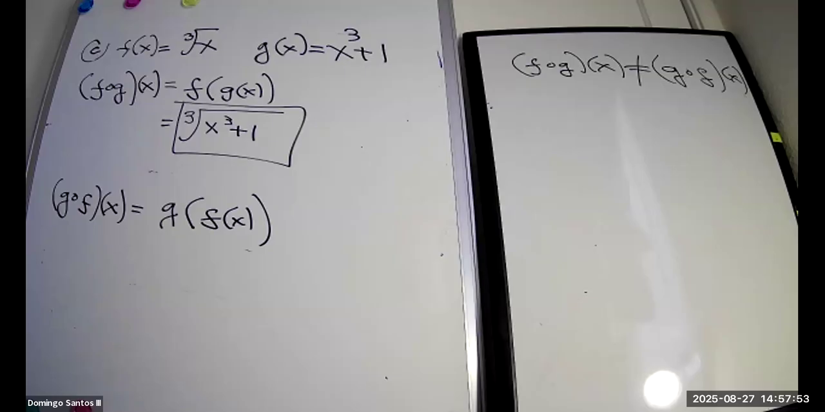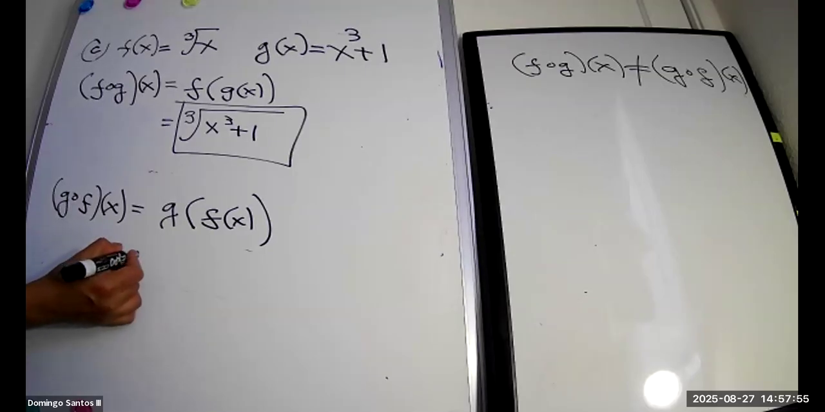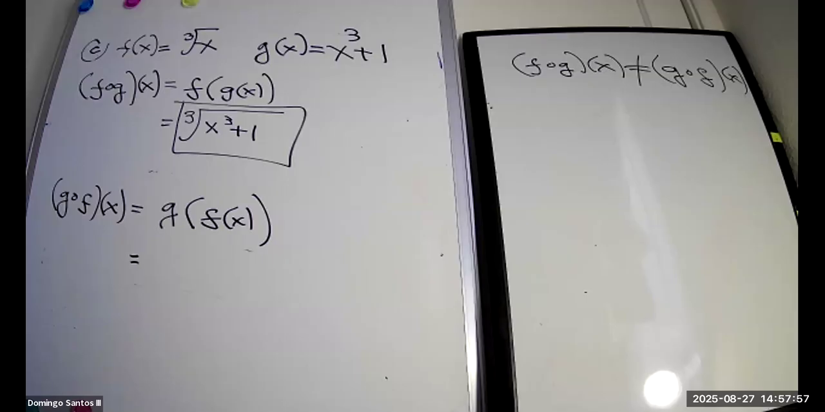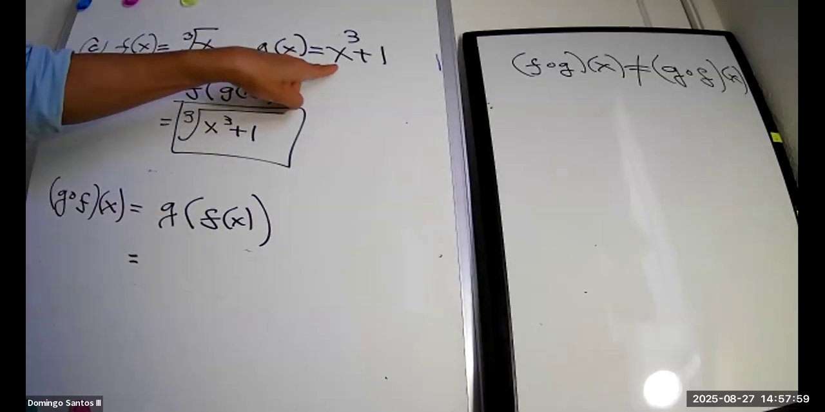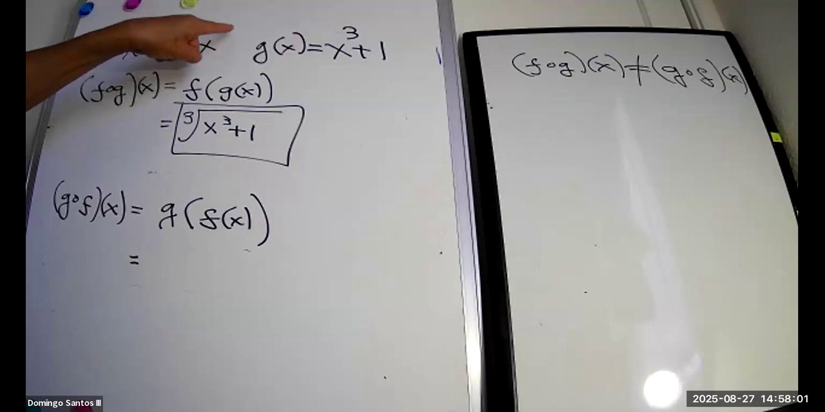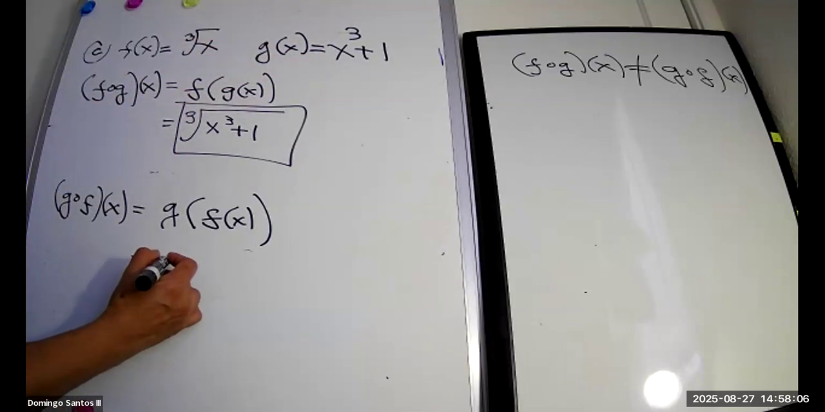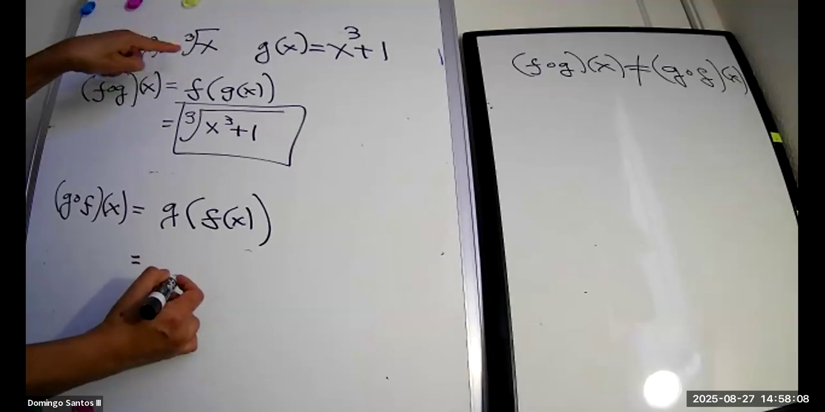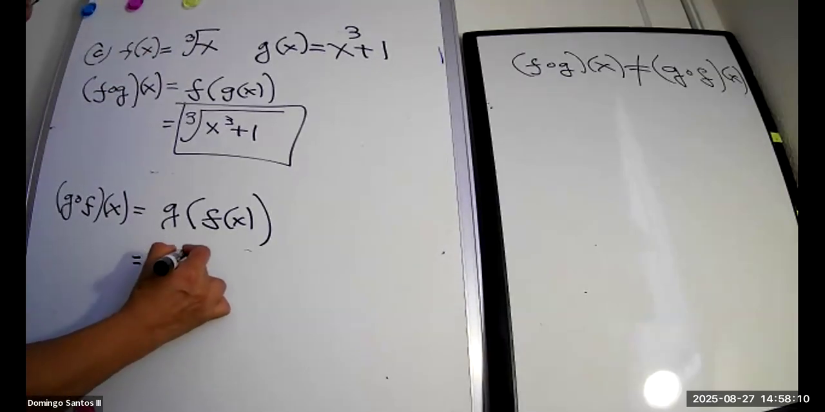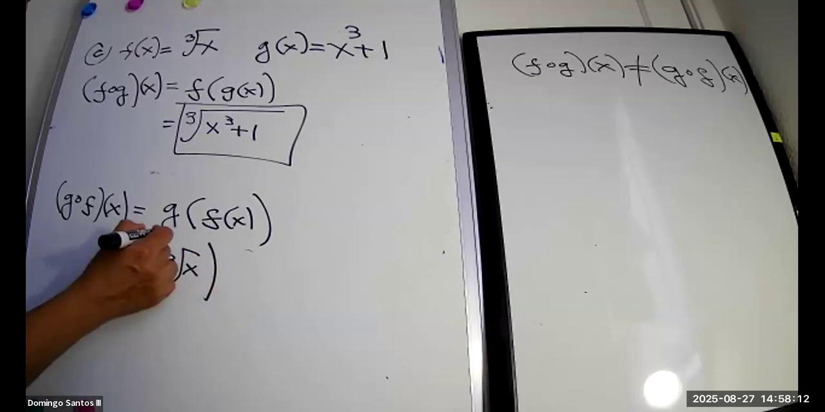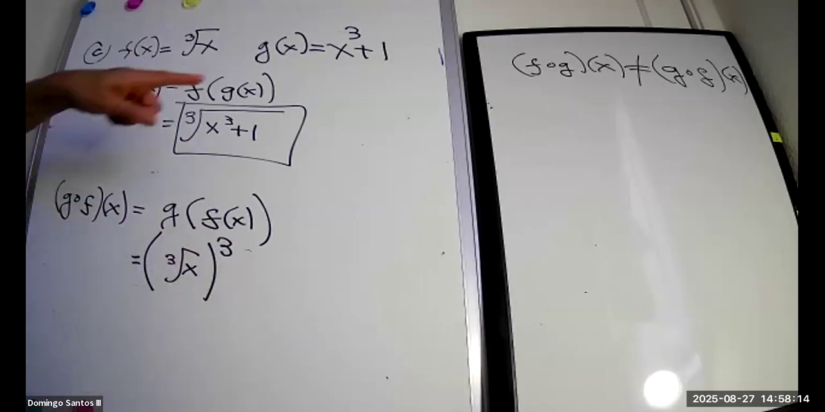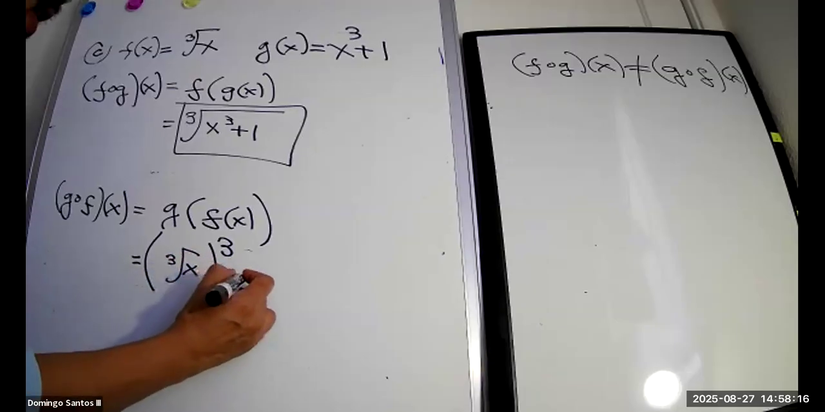Now, what's G of f of x? Meaning all the x's in G will be replaced by this whole thing. But what is G? That's x cubed, right? So x cubed, but x is this whole thing. So cube root of x, cubed, plus 1.